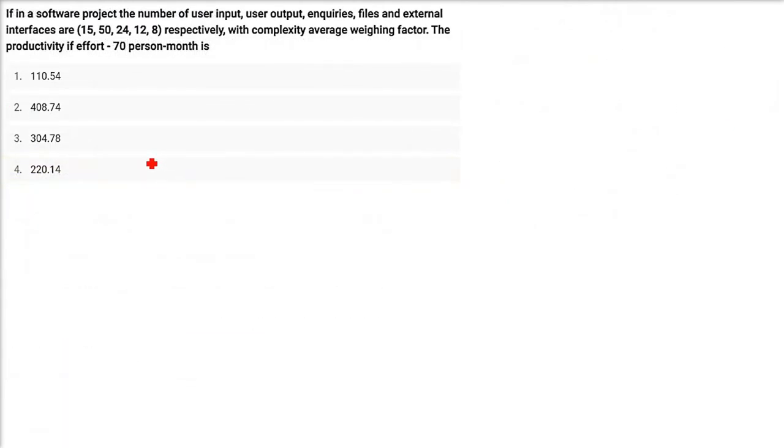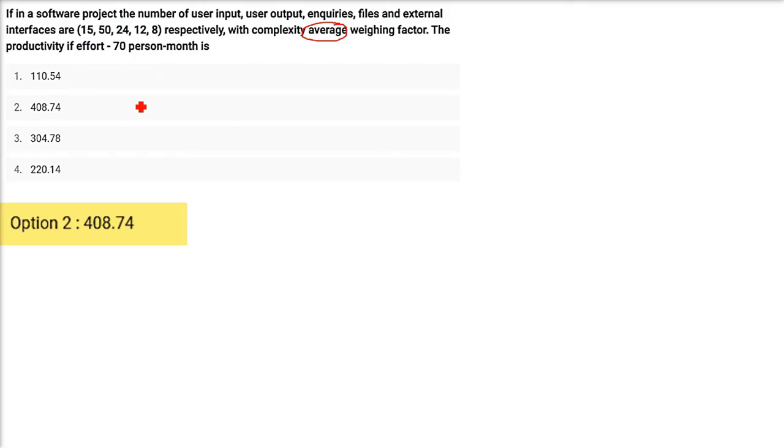If in a software project, the number of user inputs, user outputs, inquiries, files and external interfaces are this much, with the complexity average weighing factor, so we'll use the average part. The productivity is given as 70 person-month. So this is the effort being given. Okay, so the answer here is 408.74.